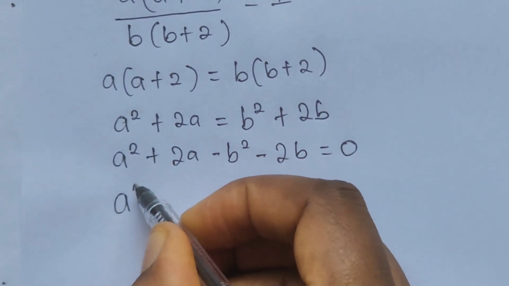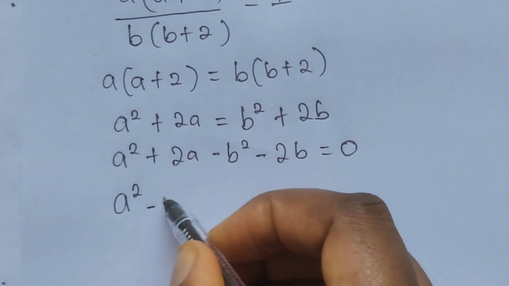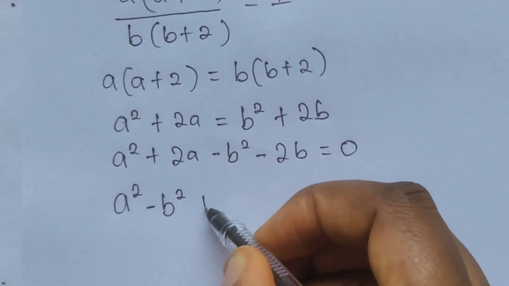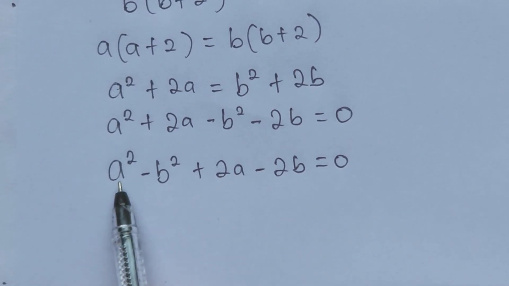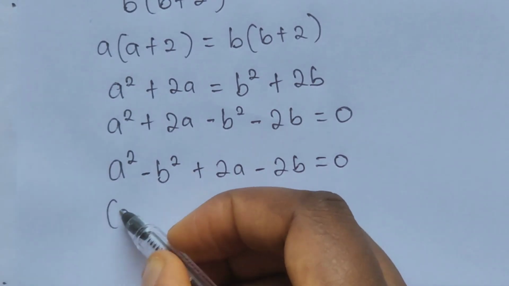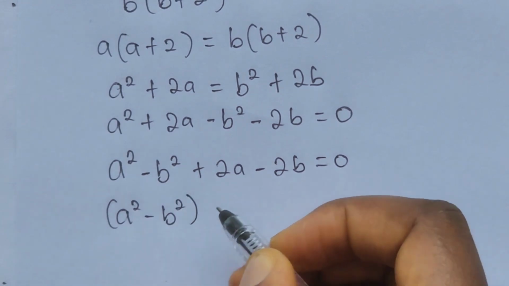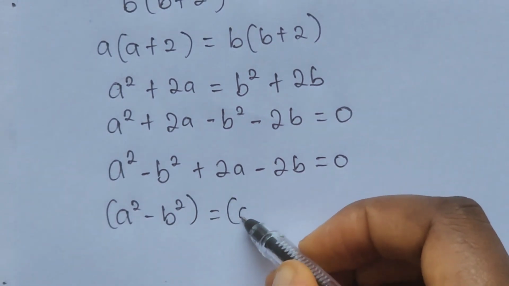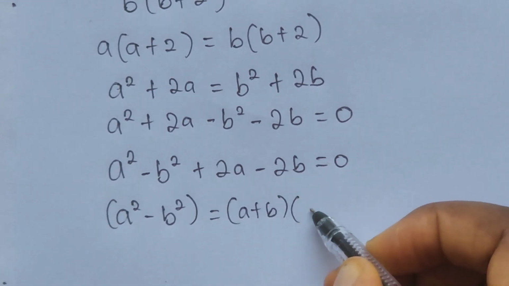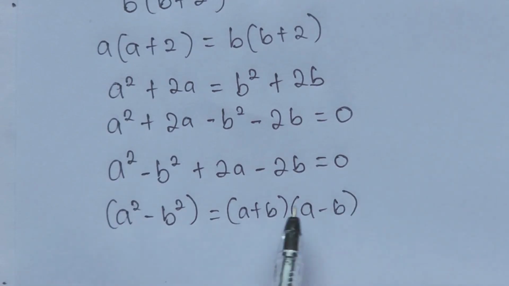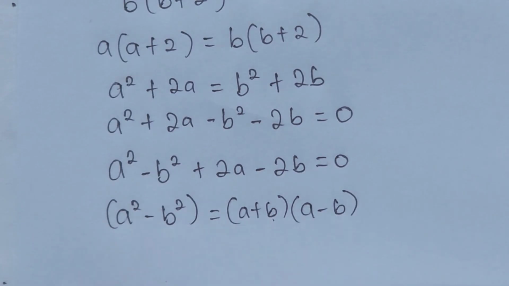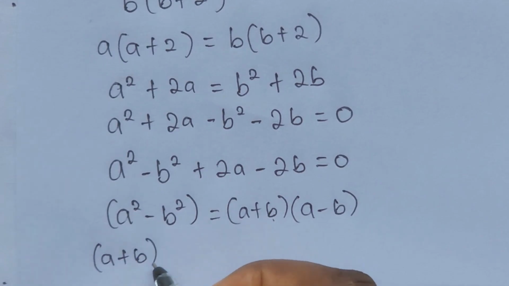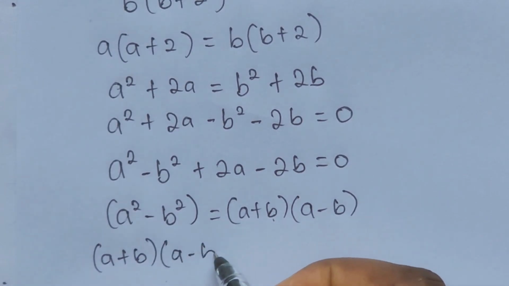So this is the same as a squared minus b squared plus 2a minus 2b. But let's recall that a squared minus b squared is a difference of two squares, which is equal to (a plus b) times (a minus b) when we factorize. So we'll be imputing this here. We'll have (a plus b) times (a minus b).